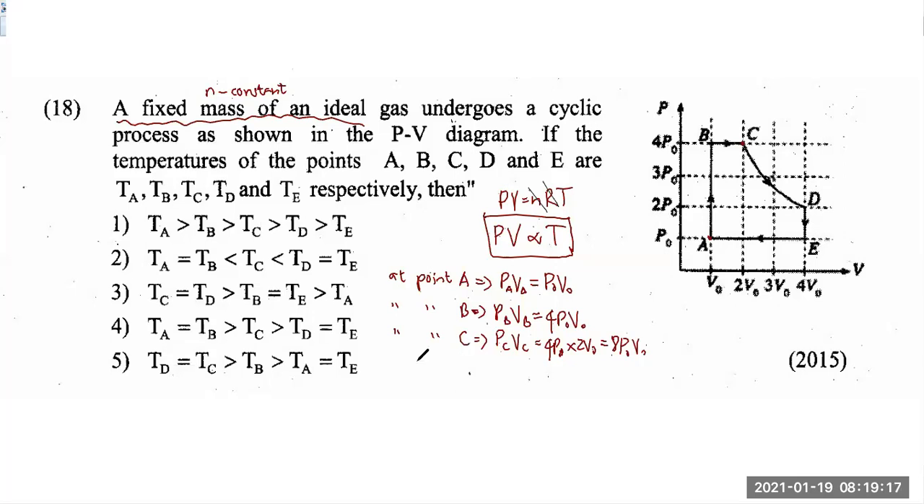Right. Then next we have point D. What about point D then, people? Point D is here. If you consider PDVD, that is 2P naught into 4V naught, and that is again 8P naught V naught. And finally, at point E, what about the temperature? That is PEVE, and it's going to be P naught into 4V naught. Finally, it's going to be 4P naught V naught.